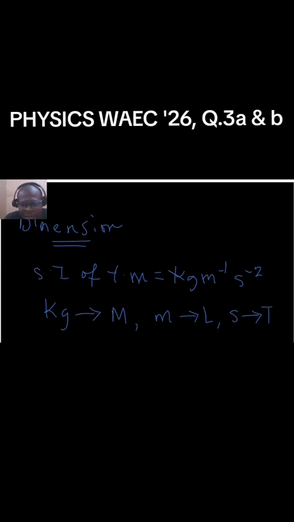So we can resolve them now by putting the dimensions into their respective positions. So it will imply that this is going to be equivalent to M, then per meter will be equivalent to L raised to the power of minus 1, and per second squared will be equivalent to T raised to the power of minus 2. So finally, the dimension of Young modulus will therefore be equal to M L to the power of minus 1 T to the power of minus 2. So this is the dimension of Young modulus.